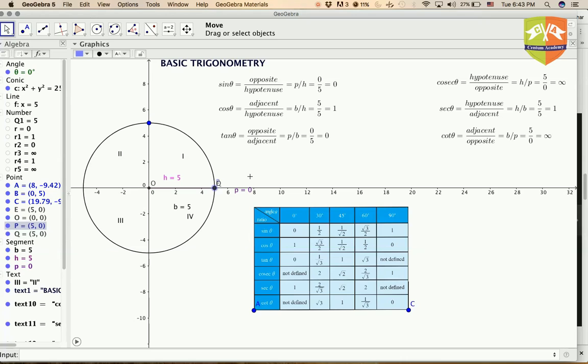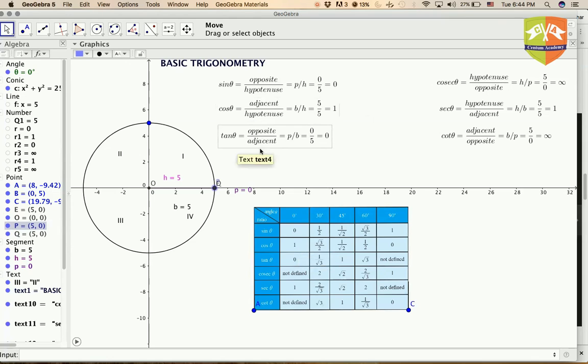So obviously when P sits on Q, the perpendicular length PQ, or P, becomes 0. So if you see, perpendicular is 0, B has become 5. Can you see that? Which is equal to the radius. So hence, my sine theta, which happens to be opposite by hypotenuse, becomes 0 upon 5, which is 0. So if you check, we have put 0 over here. Now, cos theta will be adjacent upon hypotenuse. Our adjacent was side B. So B has become 5 and H was 5. So 5 by 5 is 1. So I have mentioned 1 over here.